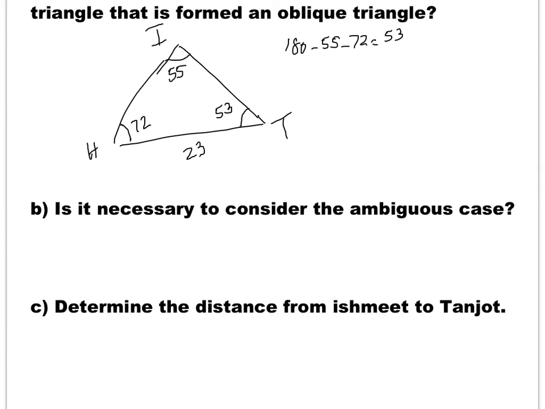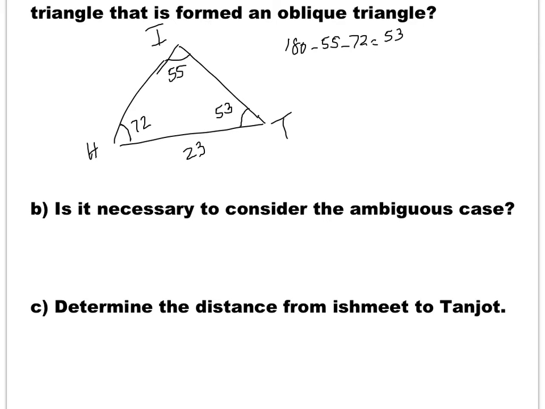The next question says, is it necessary to consider the ambiguous case? No, because the three angles are known. We do not need to use any sine law here. So no ambiguous case is necessary to be considered here.